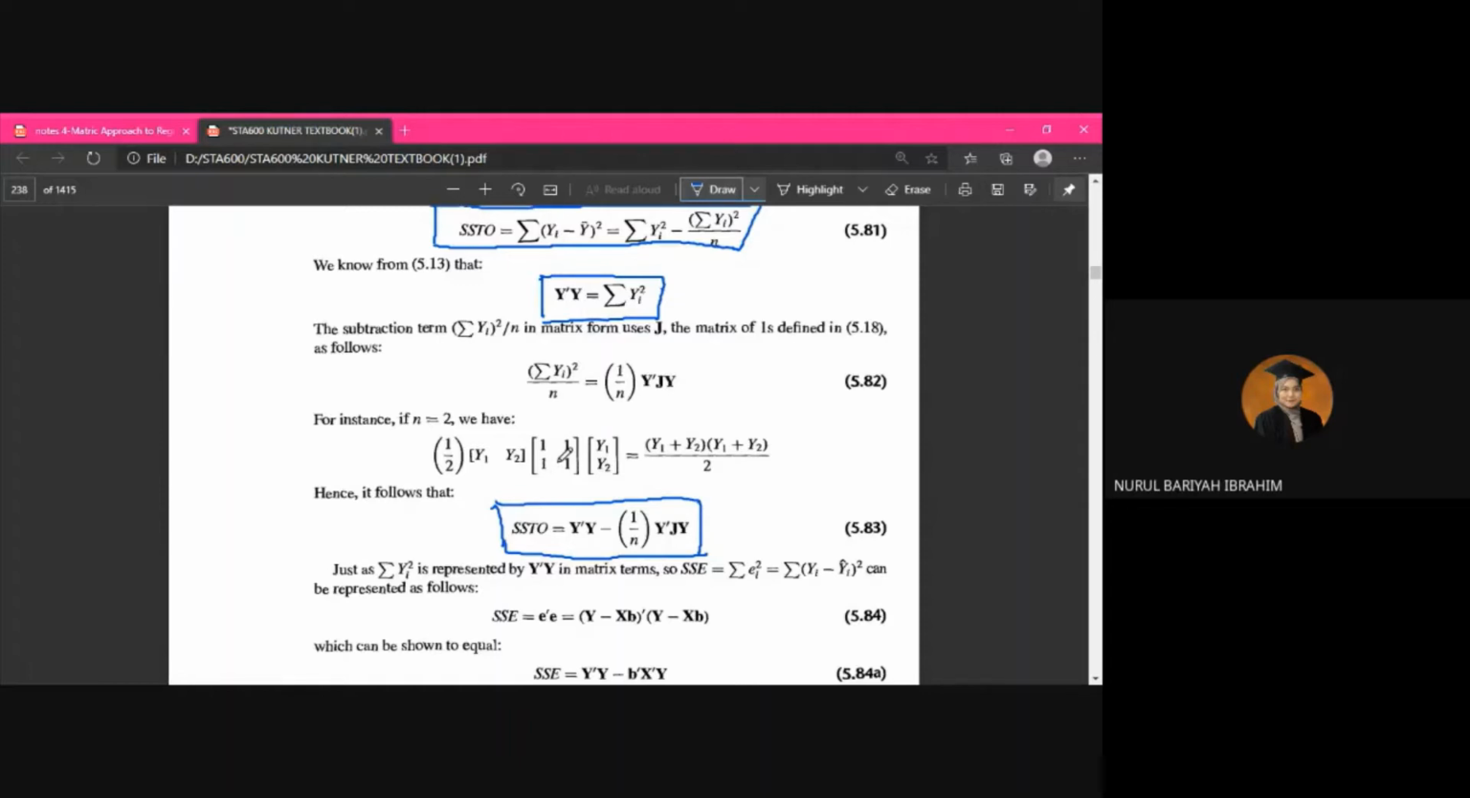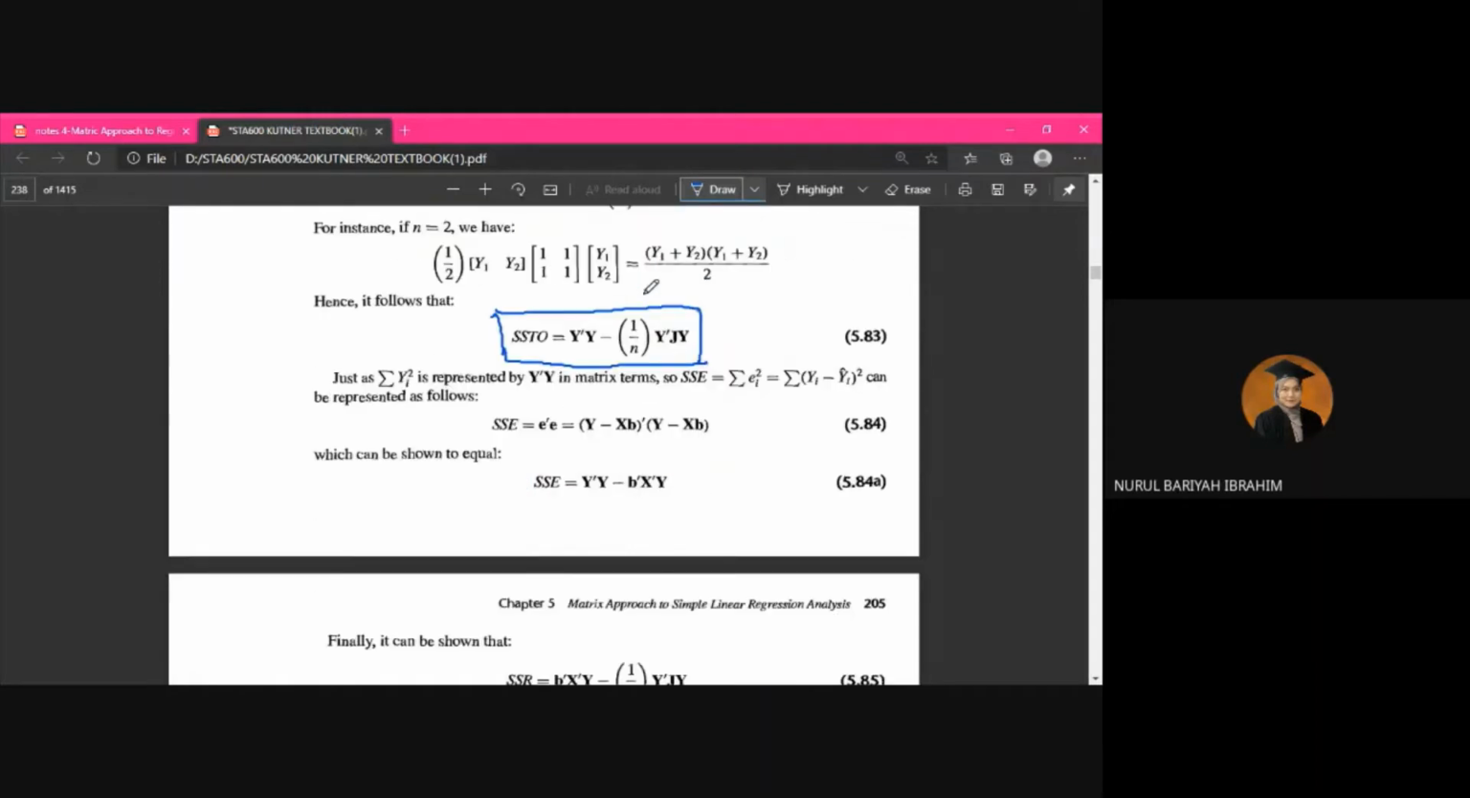This part is the summation of yi, squared, divided by n. According to the formula, SST is the summation of yi square minus the summation of yi, squared, divided by n. So it is the same, but in matrix notation, this is the formula.